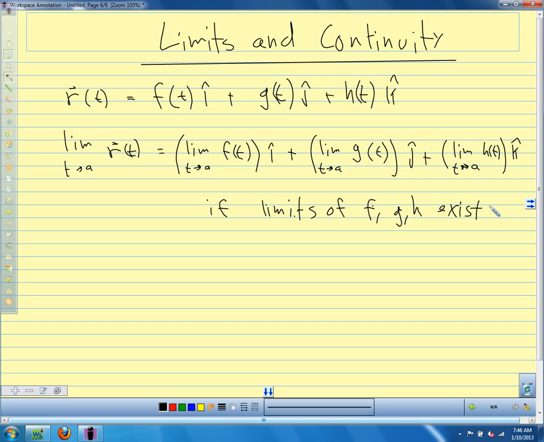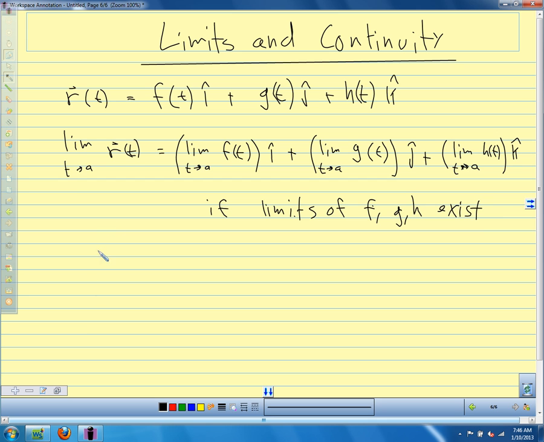And the limit theorems that we've talked about, all the properties of limits that you're familiar with already from real valued functions, just apply component by component. So if we're looking for a limit, we can just apply the rules that we already know for limits on a component by component basis. The same idea holds for continuity.